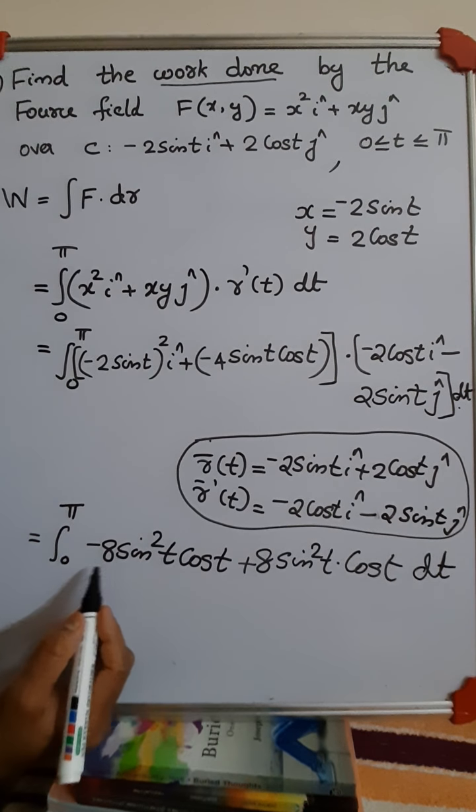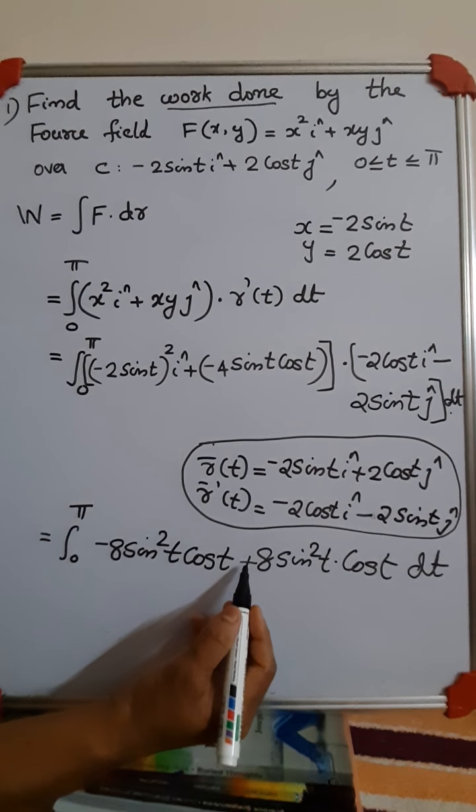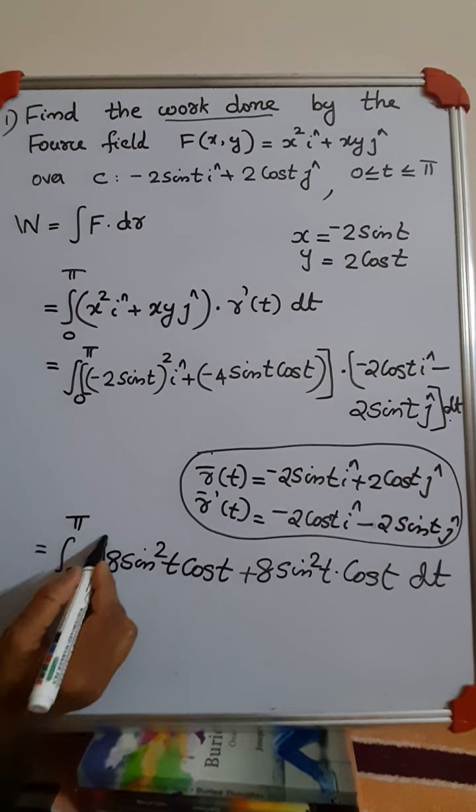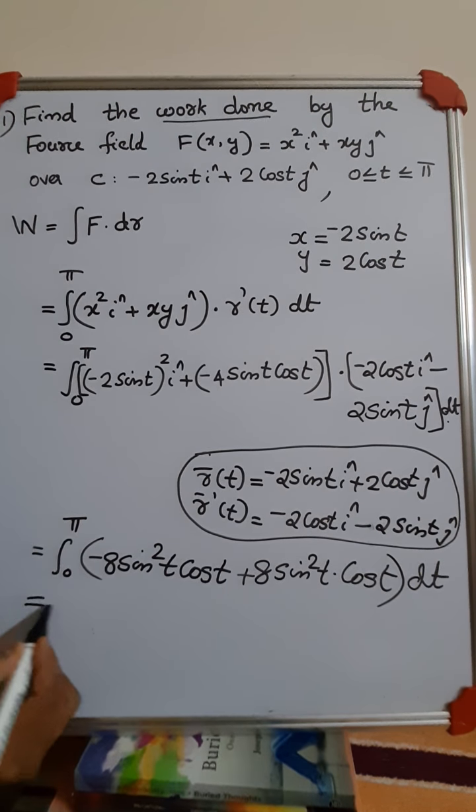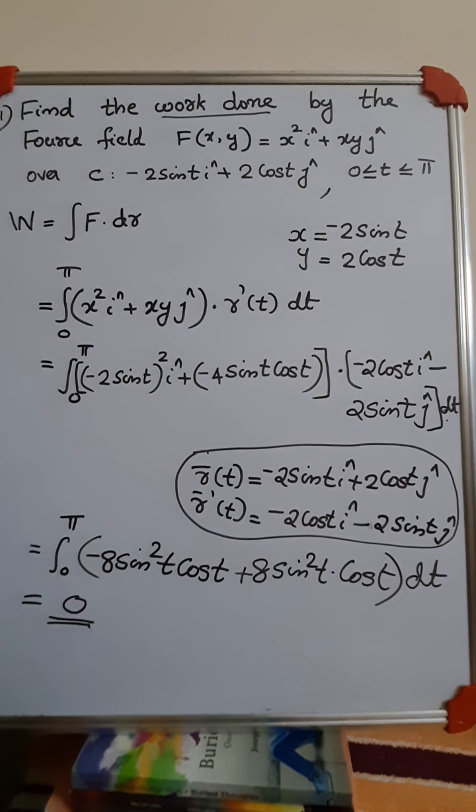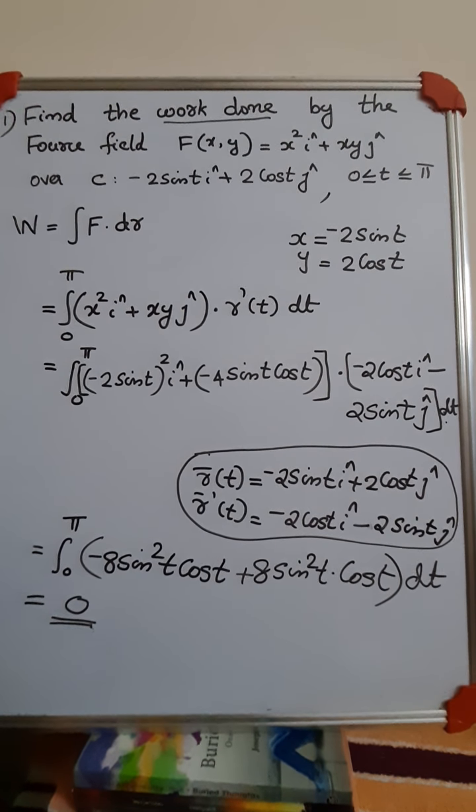So what is the answer? The integrand is minus 8 sin squared t cos t plus 8 sin squared t cos t. So the integrand becomes 0. The final answer is 0. The work done by the force field is equal to 0.